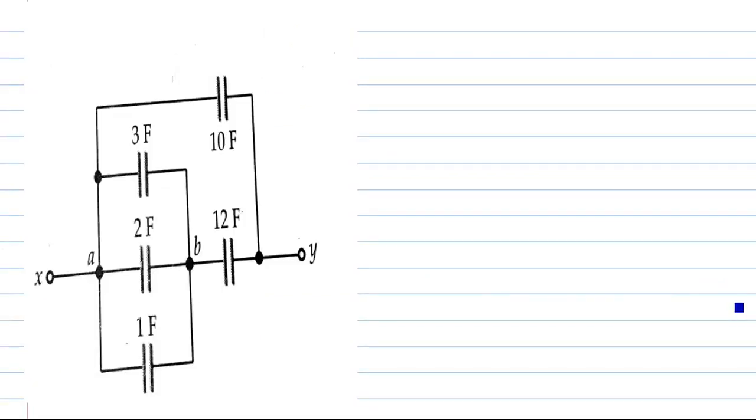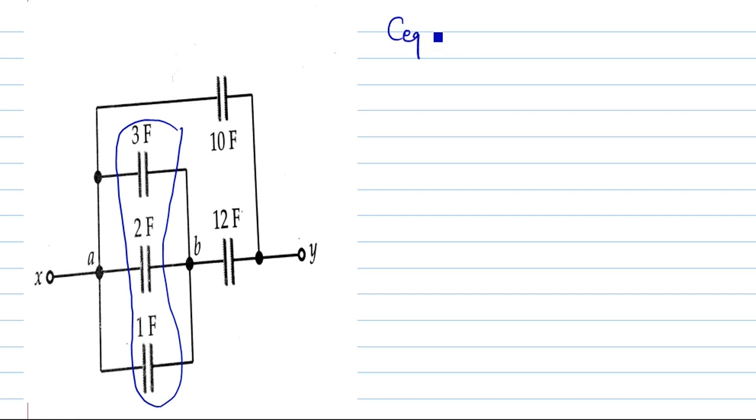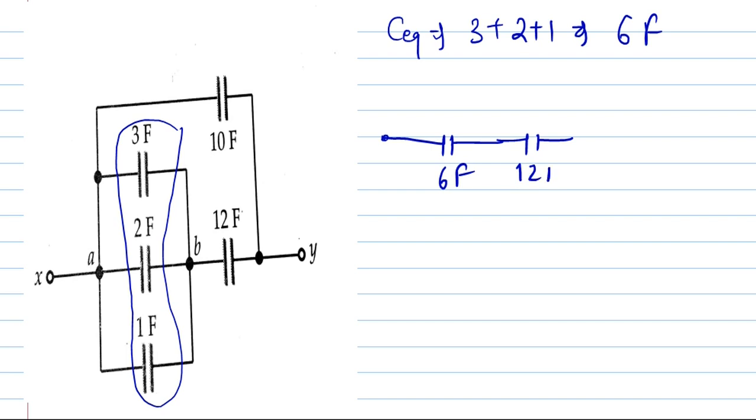This numerical says to find the equivalent value of a capacitance across the terminal XY. So here we can see 3 farad, 2 farad and 1 farad capacitances are connected in parallel. So that will give us C equivalent is equals to 3 plus 2 plus 1, that is equals to 6 farad. So now the circuit will be replaced in this manner. Here we will have 6 farad, then we will have 12 farad, and here we are having 10 farad.